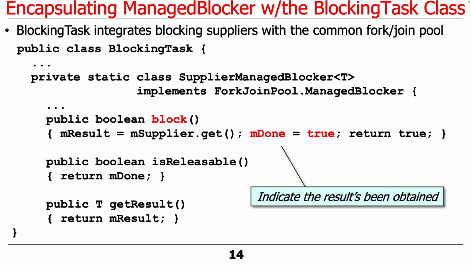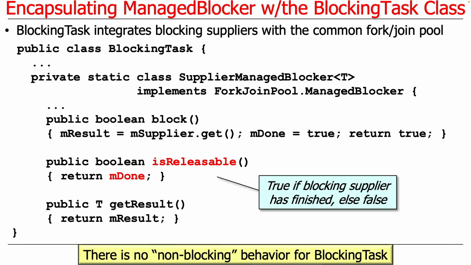This indicates that the result has been obtained. The isReleasable method just returns mDone, which starts out being false, because there is no easy way to know whether this can be used in a non-blocking way. So there's no non-blocking behavior for a blocking task. You're assuming that the call is going to block, although we could have made it a bit more sophisticated if we wanted to, but we didn't do that.